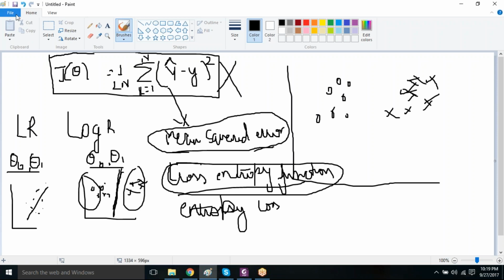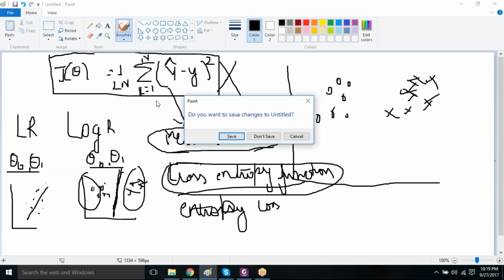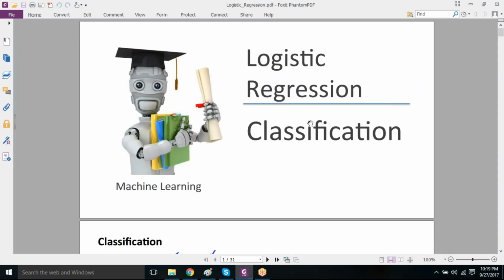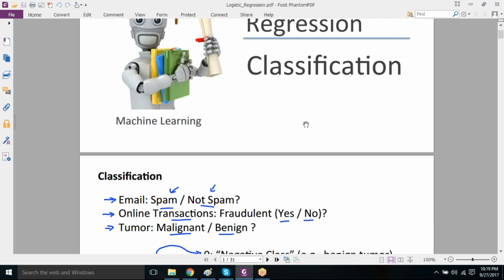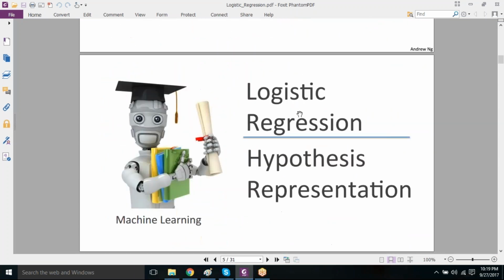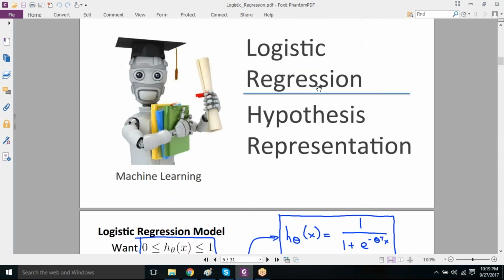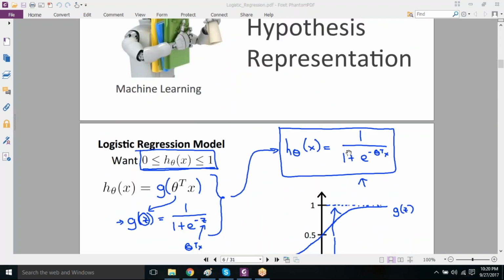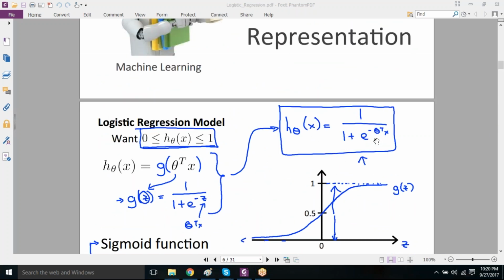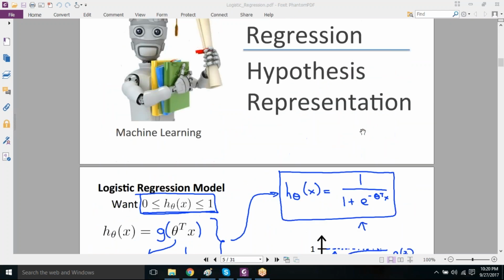So now let us come to, so all these things which I have conceptually told you, this is all about linear regression. Now I will directly come to, see, the hypothesis representation of logistic regression is this. You see this one. This is the function basically. So this is the hypothesis.